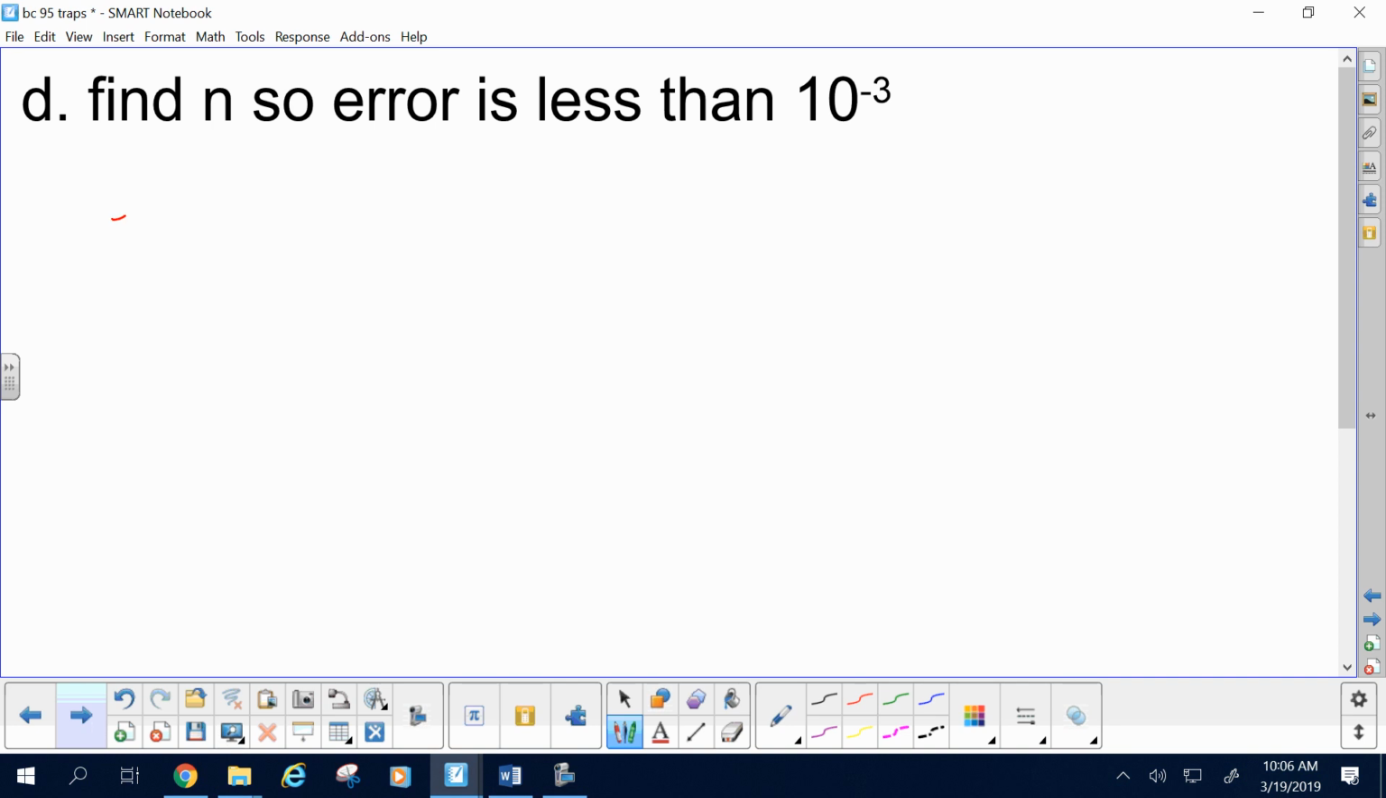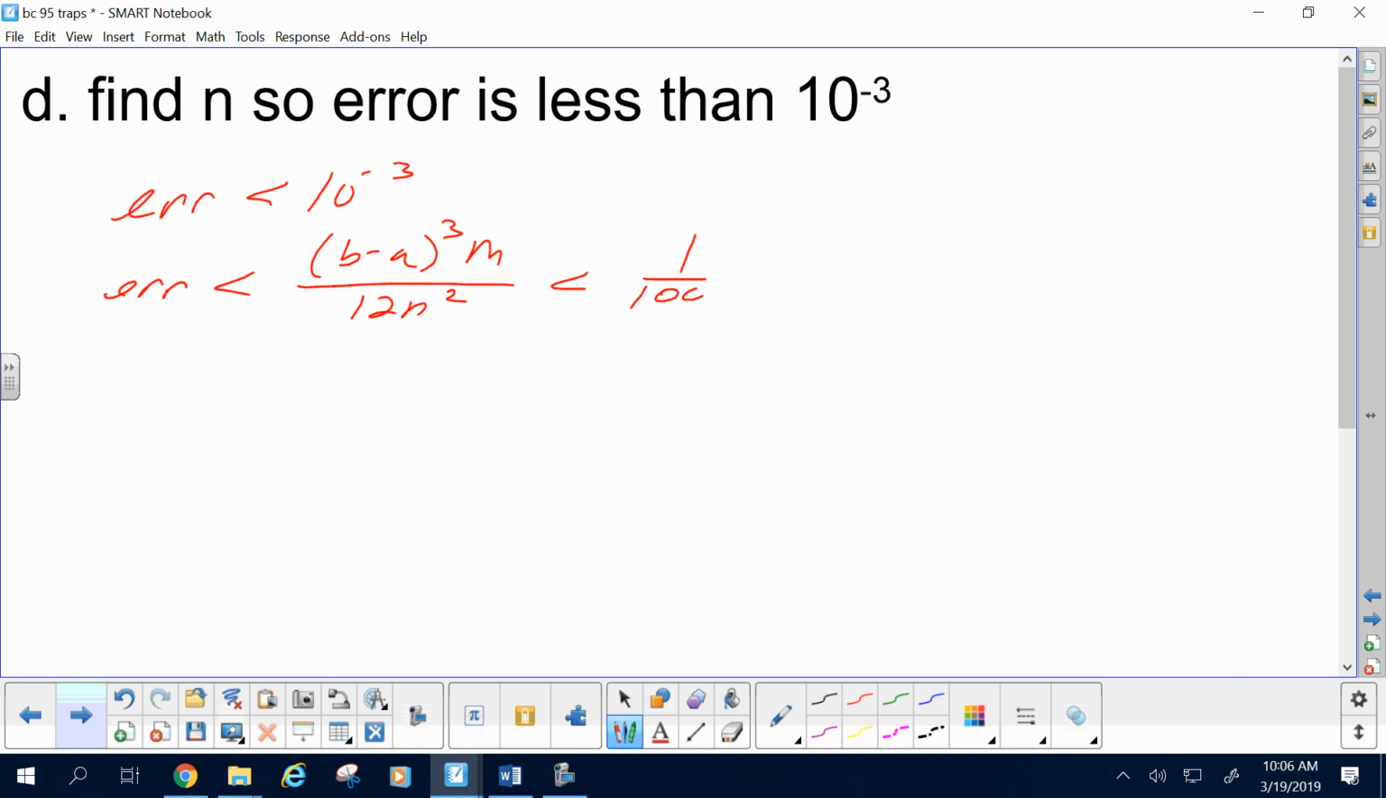If the case is such that the error needs to be less than 10 to the negative third, well, let's think of that this way. Let's put the error bound in there. If the error is less than the error bound, and the error bound's less than 1 over 1,000, then surely the error's got to be less than 1,000th as well, right? Would you agree? If I could find an error bound that's less, then the error would be less as well.